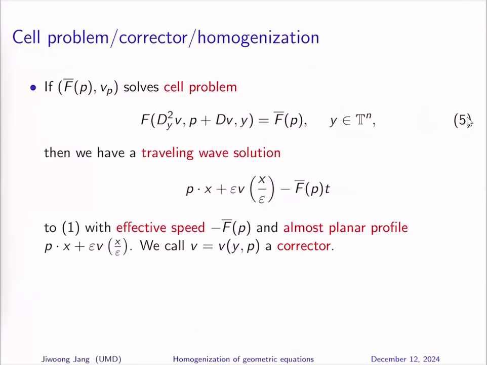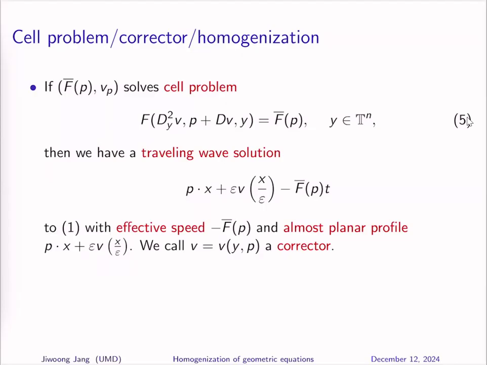If we have a corrector, then we have a traveling wave solution with the speed negative f bar of p, and with a spatial profile that is almost planar, because p times x corresponds to the planar part, and the correction term is v of x over epsilon. Here v is bounded because it is solved on the compact domain. We have the almost planar profile, so it is uniformly flat.